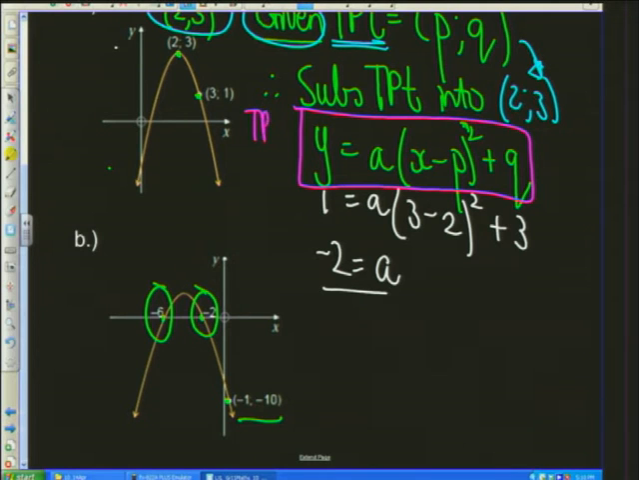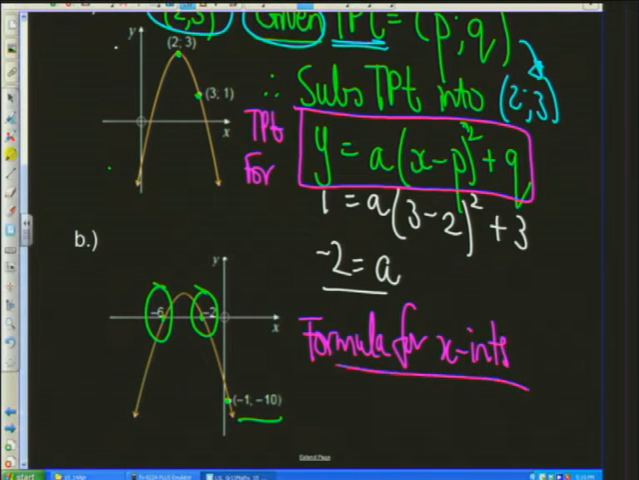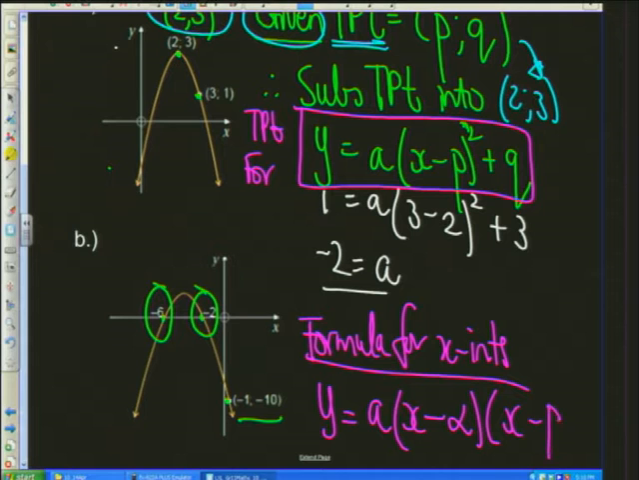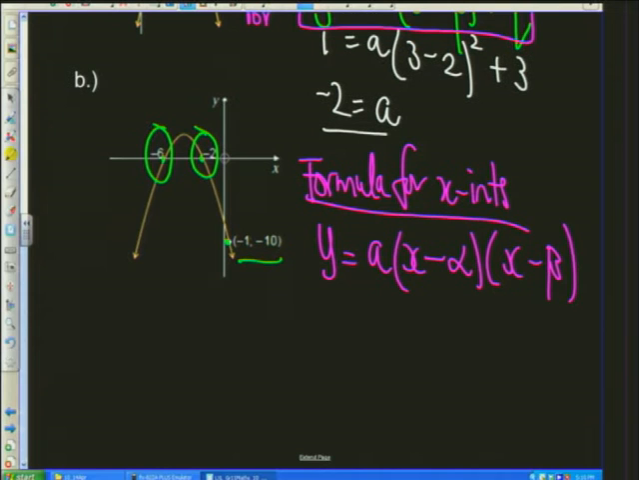So this is a turning point formula. I'm now going to write down the formula for x-intercepts. And for the x-intercepts, you will say y equals a times x minus the one x-intercept, multiplied by x minus the second intercept. Okay?